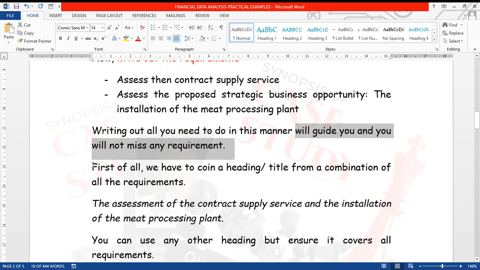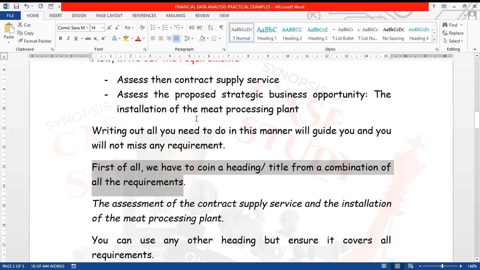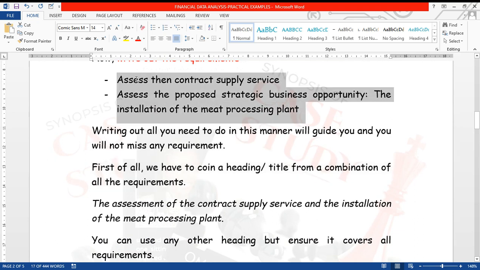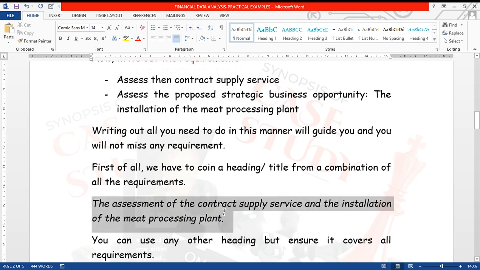Abby, we have to coin a heading from the combination of all these requirements. So this is the requirement, right? So let's coin a heading from it. And I coined one. I said the assessment of the contract supply service and installation of the meat processing plant. Because we're assessing the what? The contract supply service. And we're assessing the what? The proposed business opportunity, which is the installation of the meat processing plant. So we're assessing both the contract supply service and the installation of the meat processing plant.